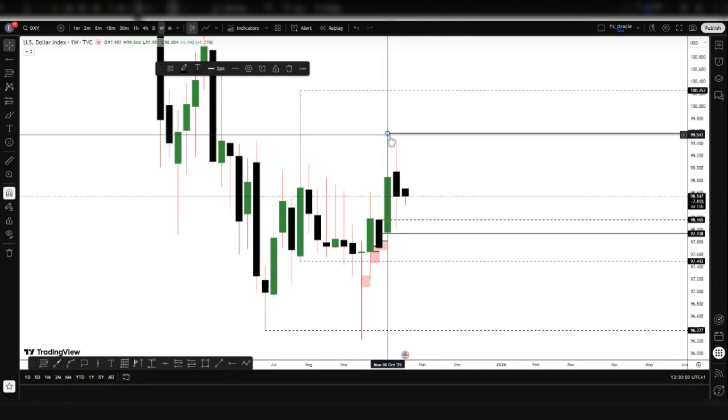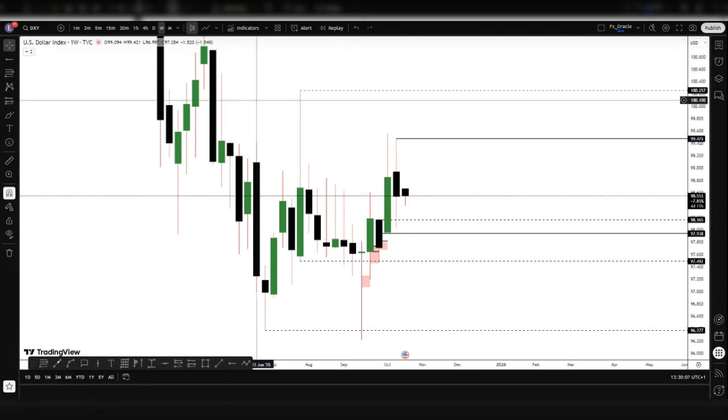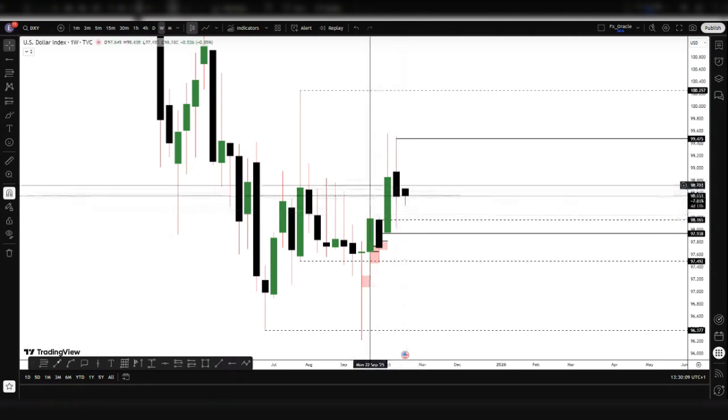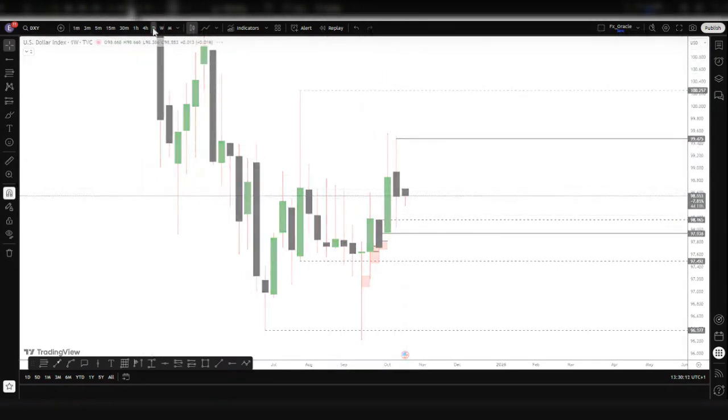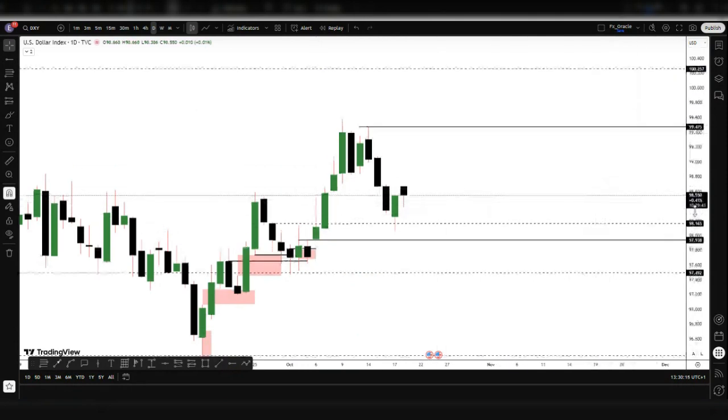We can first of all target this other high. That's the previous week high. But we cannot just buy like this as it is on the weekly time frame. So let's drop down to daily and see what is happening on the daily time frame.